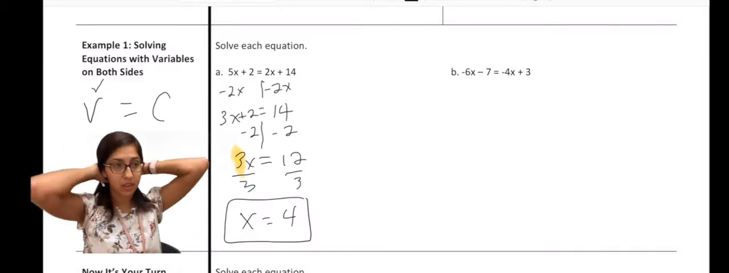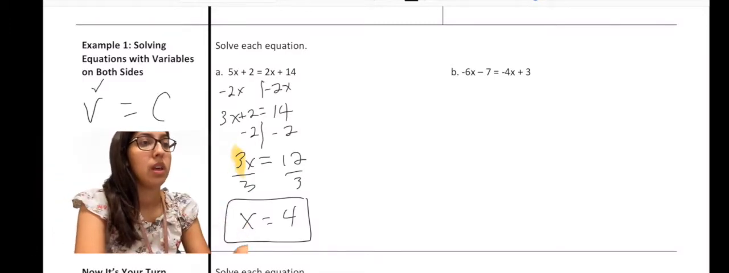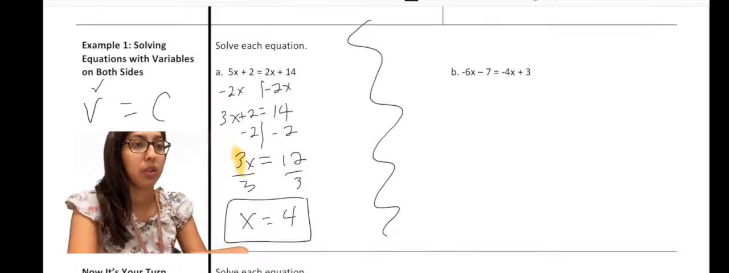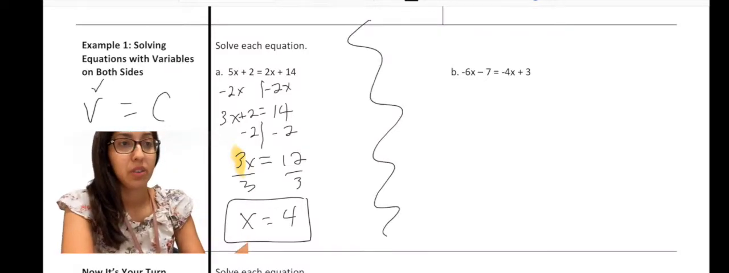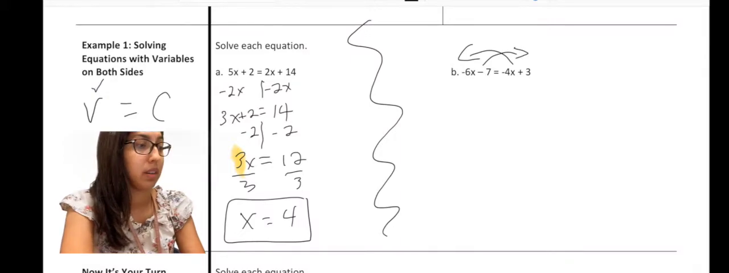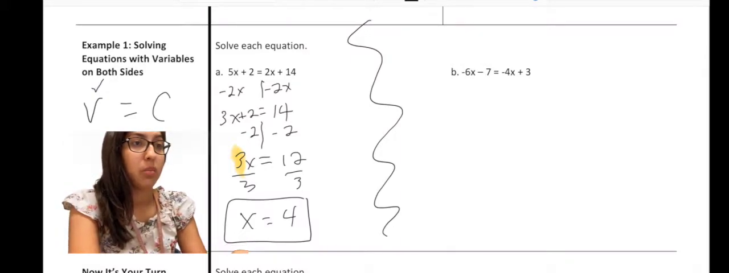Okay, so now let's go ahead and do this other problem, and I'm going to put a little squiggle there so we can keep everything separated. So on this one, we want this 4x to come to this side, and we want this negative 7 to go to that side. So let's go ahead and get moving with that.